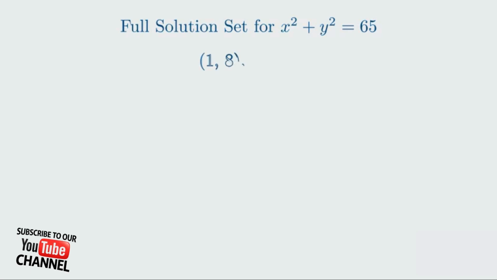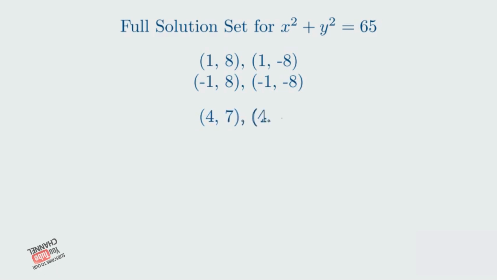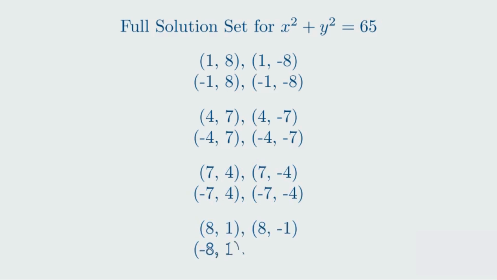First, we have our pairs involving 1 and 8: (1, 8), (1, -8), (-1, 8), and (-1, -8). Next, the pairs involving 4 and 7: (4, 7), (4, -7), (-4, 7), and (-4, -7). Then, the pairs involving 7 and 4: (7, 4), (7, -4), (-7, 4), and (-7, -4). And finally, the pairs involving 8 and 1: (8, 1), (8, -1), (-8, 1), and (-8, -1).